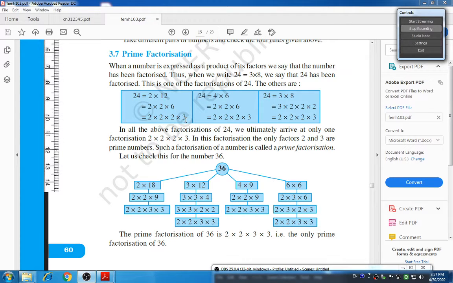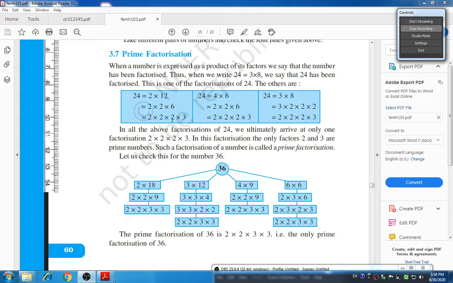Or we can find the factors of 24 like this: 4 × 6. This 4 is 2 × 2, and 6 we write the same as above. Both 2s are prime numbers, and again this 6 can be factorized into 2 × 3. Likewise, 24 can be factorized as 3 × 8, where 3 remains as above and 8 is factorized into 2 × 2 × 2. So you can see the final answer is the same, but the ways are different.